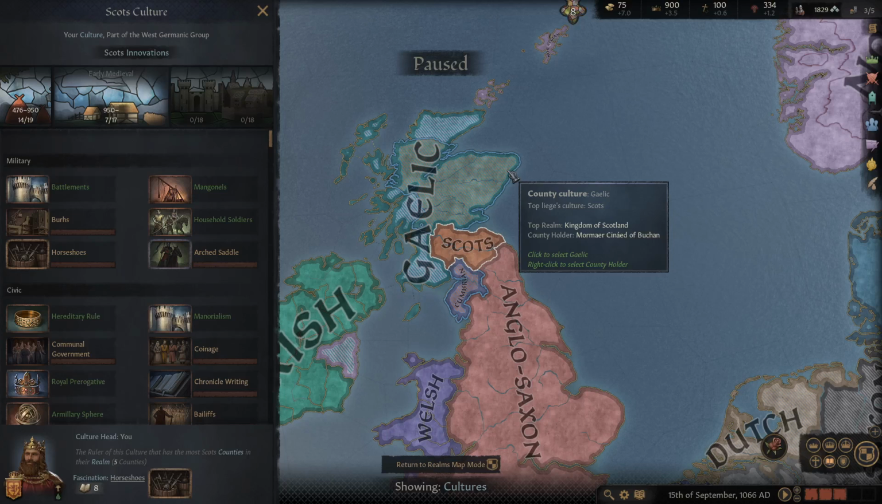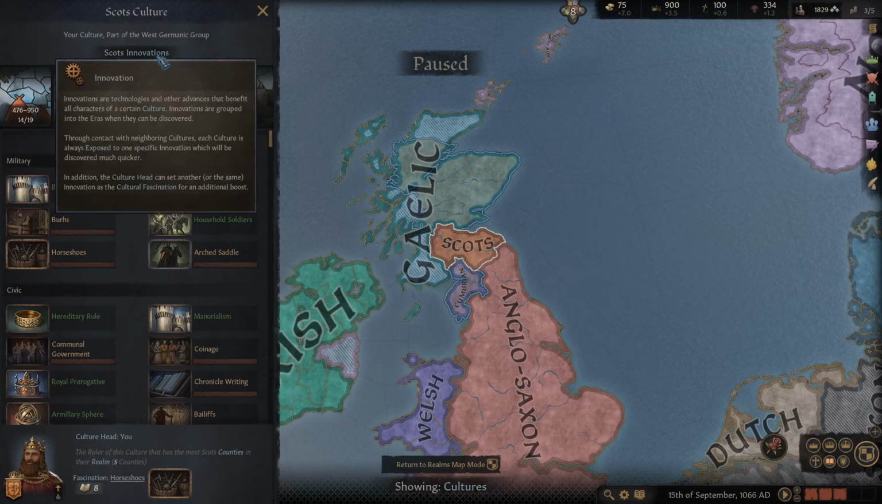So the cultures have innovations here, and I'm going to be doing a lot of tooltip reading, because I think the tooltips are actually pretty good at explaining some of this stuff. Innovations are technologies and other advances that benefit all characters of a certain culture. Innovations are grouped into the eras when they are discovered through contact with neighboring cultures. Each culture is always exposed to one specific innovation, which will be discovered much quicker. In addition, the culture head can set another or the same innovation as the culture fascination for an additional boost. We are the head of our culture because I have the most Scot counties in my realm.